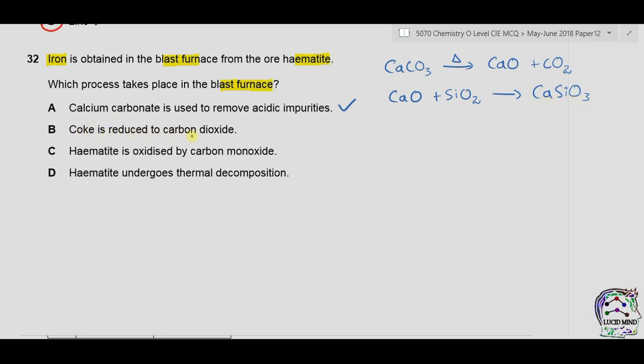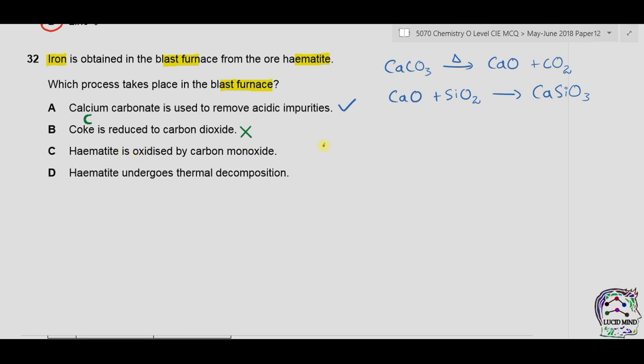B. Coke is reduced to carbon dioxide. Now coke is pure carbon and carbon cannot be reduced to carbon dioxide. It is oxidized to carbon dioxide. Part C. Hematite is oxidized by carbon monoxide. Now carbon monoxide is a reducing agent. It reduces hematite to iron.